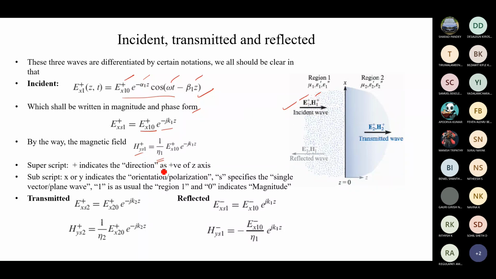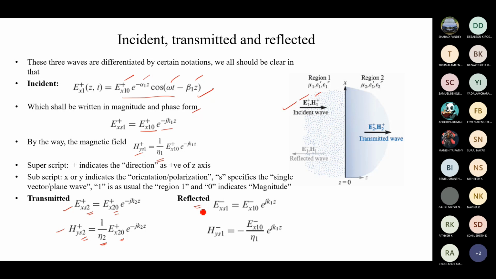And similarly, we can even calculate for the transmitted wave. For the transmitted wave, we get a very similar representation. And to define that the medium is 2, we have the subscript 2 here, and eta 2 also comes into the picture. So eta 2 is the wave impedance of the second region.